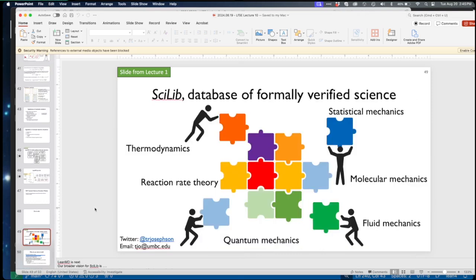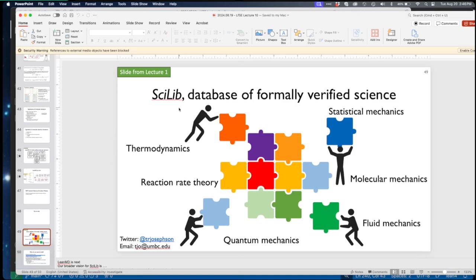And so that takes us to the very last topic: what are you going to build? What will you do next? So SciLab is what we imagine as some database of formally verified science, and we don't necessarily need to have all of this under one roof. Currently, we have Lean Chemical Physics, which is nothing super organized. It's mostly introducing this tool to the chemistry community.